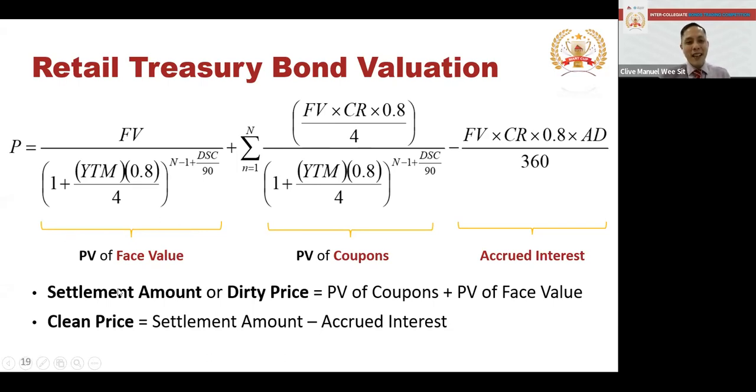Okay. And then your settlement amount is just the present value of your coupons, the summation of this, and the present value of your face value. That's how much you pay to the seller of the bond. And for the clean price, you just compute the settlement amount and deduct accrued interest. Accrued interest is how much interest or coupons has accrued to you from the last coupon date until the time that you actually buy the bond. Okay, there's a comment here. It's clear. So you can proceed.